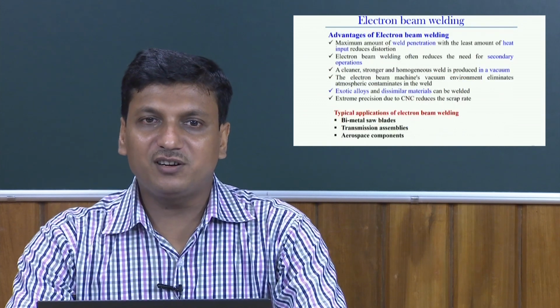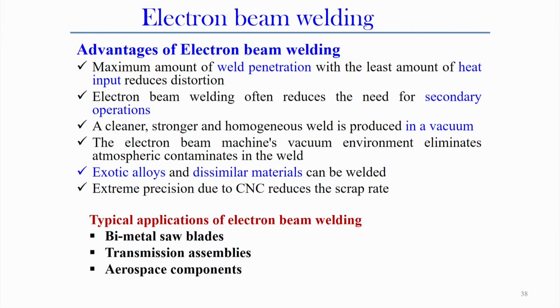Now, what are the typical advantages of the electron beam welding process? The advantage is that the maximum amount of weld penetration is achieved with the least amount of heat input, and that actually helps to reduce the distortion. So, between the laser and electron beam, if we compare, electron beam welding is the more preferred, but the limitation is that it is costly as compared to the laser welding process.